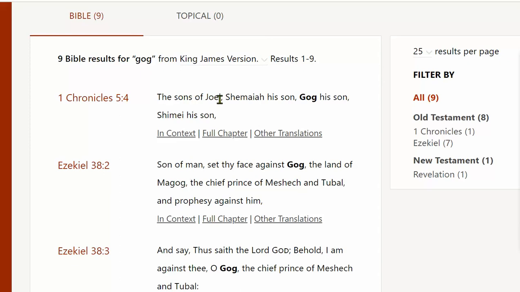It says, the son of Joel, Shemaiah, his son Gog. So Joel has got a son Gog. This could be the Gog we are looking at, or this is just another Gog. So we can't pin Joel, who is the father of Gog, to be the one mentioned, because the father of the Gog we are looking at should be Japhet. So this is just another son mentioned by that name. So we have dealt with that one.